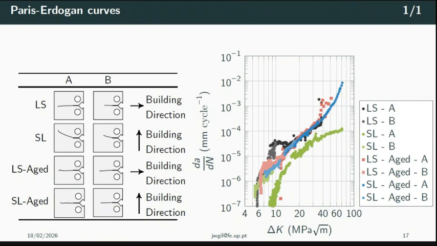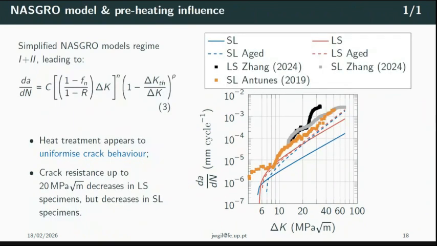And so that's probably the reason why this crack deflected so much. And even the second specimen, which was tested under decreasing delta K values, still suffered a very significant deflection. In terms of, let's say, aged and LS condition, I would say the curves are very similar in general terms.